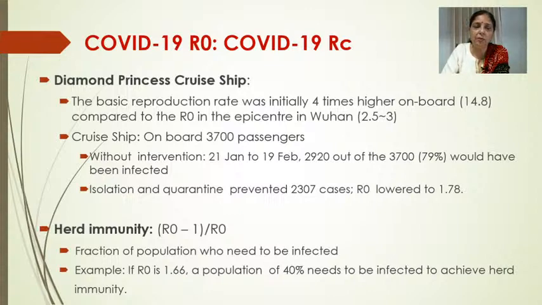Another important topic is herd immunity. Herd immunity is the fraction of the population that needs to be infected before immunity can be achieved. For example, if the R0 number is 1.66, 40% of the population needs to be infected to achieve herd immunity.